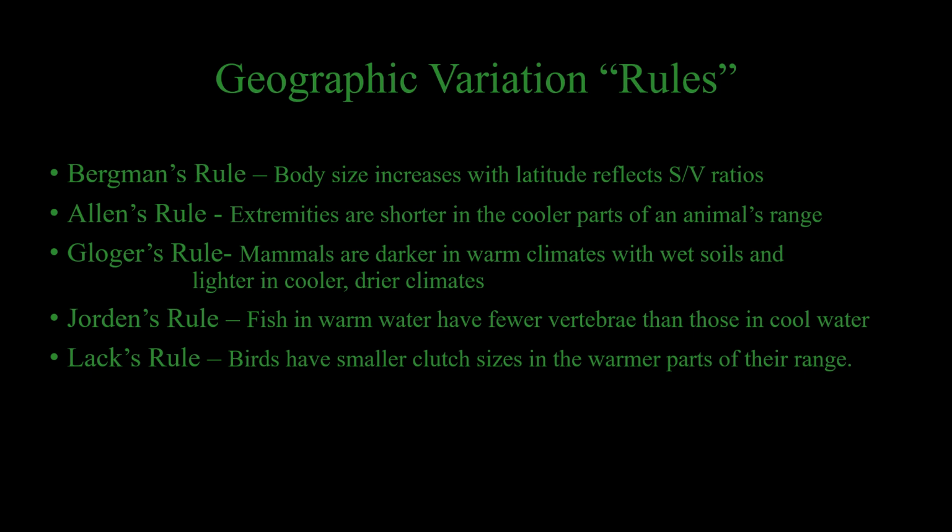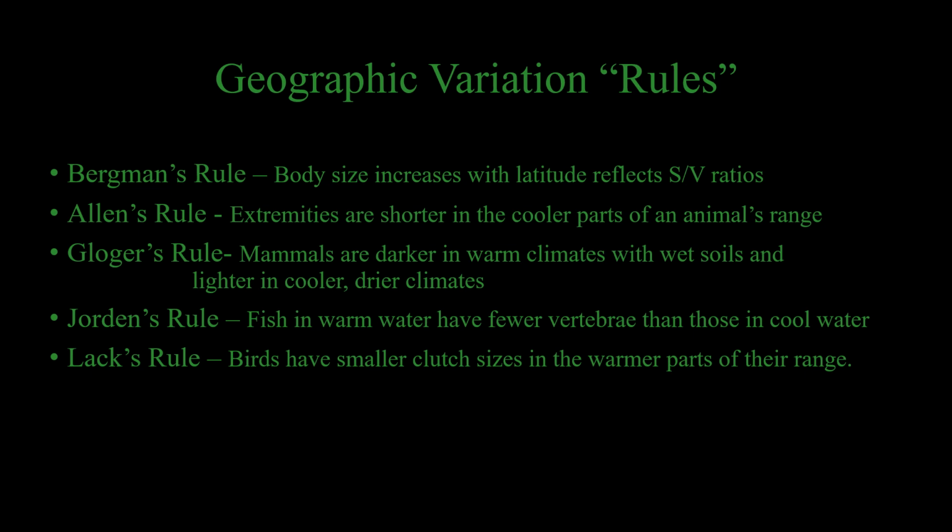So there are a number of rules that have been developed by different people, and the rules are named after the people that developed them. Like Bergmann, who said body size increases with latitude. So bears at the North Pole are bigger than bears in the tropics. Mammals in general get larger as you move north or south from the equator. And that reflects a shift in surface to volume ratios. Small animals lose heat because they have much greater surface relative to their volume. Larger animals have a harder time radiating heat because they have much more volume compared to their surface. So a polar bear would stay warm in Alaska, but it would probably get heat stroke if it lived in Brazil.